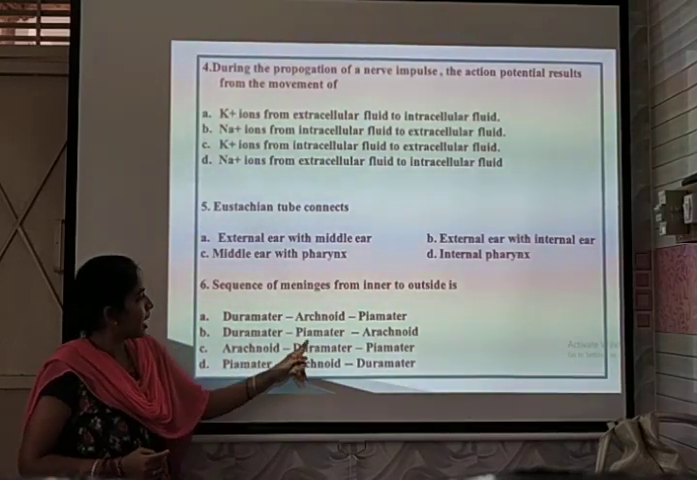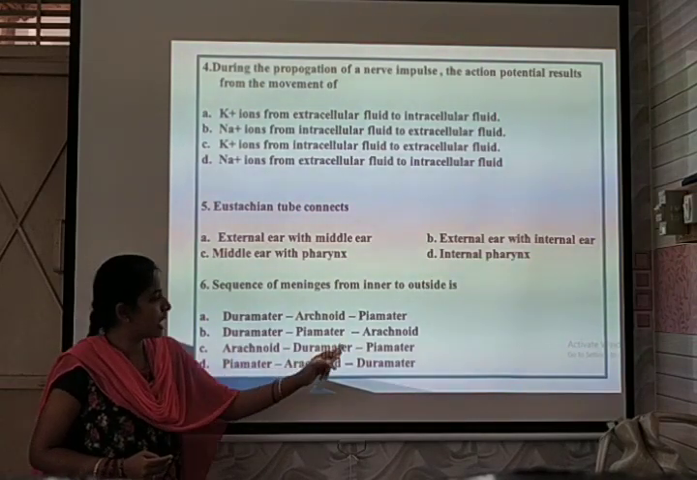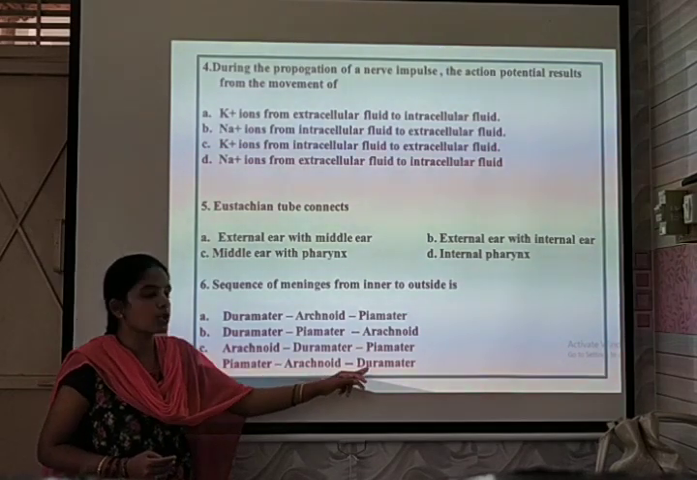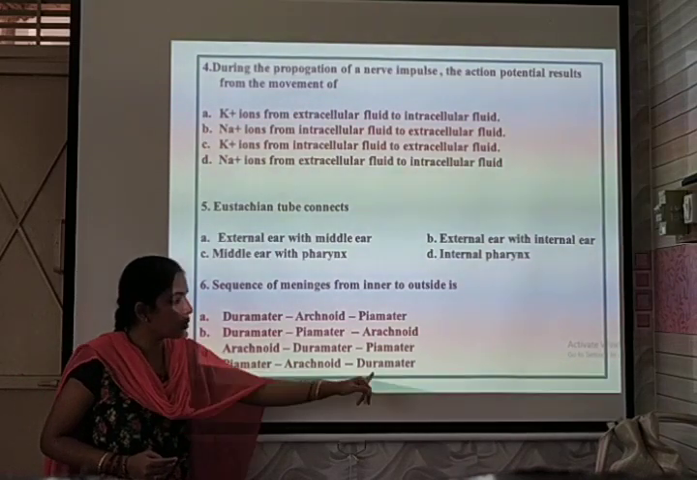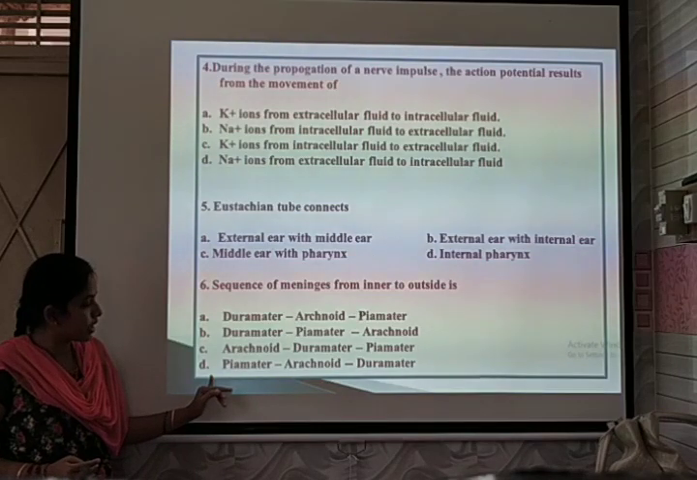Dura mater, pia mater, arachnoid has been changed. Arachnoid, dura mater and pia mater. The last option is pia mater, arachnoid and dura mater. So pia mater is the innermost layer, next to the arachnoid. The outermost layer is the dura mater. So for the sixth question, the correct answer is D.